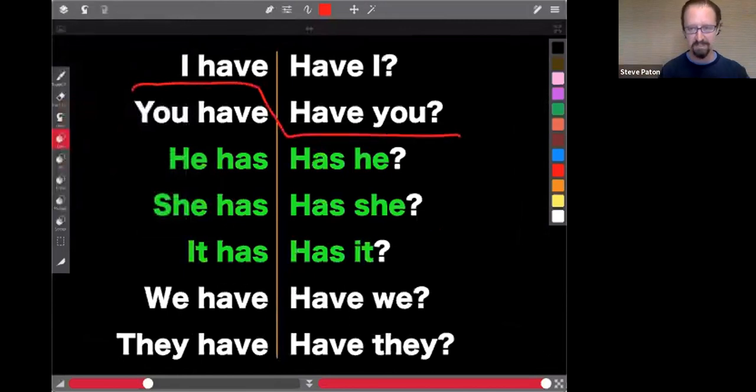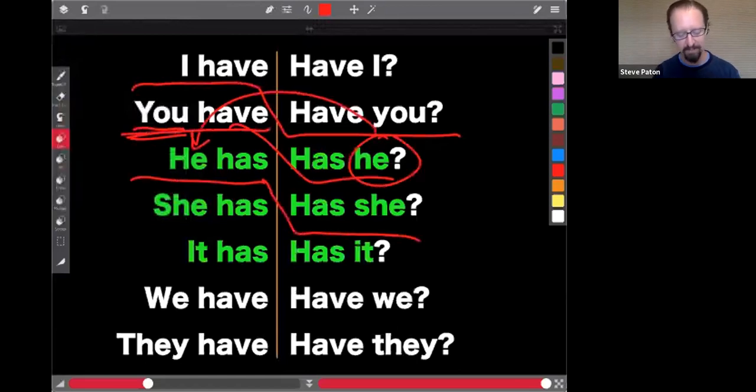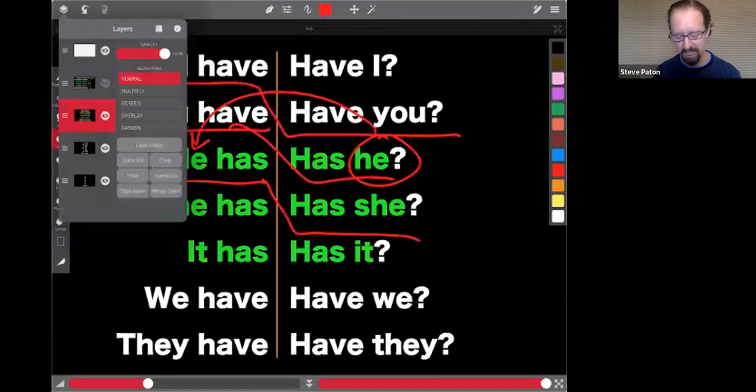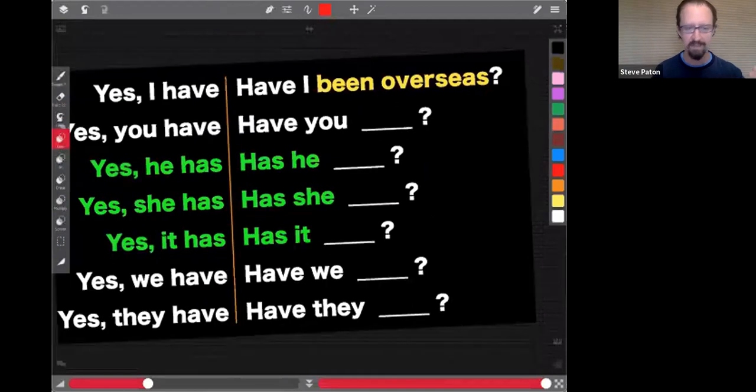Have you? And as students are doing this, I often do it with groups of three. So I'll prompt them, I'll say, here, you're going to you, and has he, and then you've got a he, so you're going back to he, and I can prompt them along as we go. A bit of preparation, but it saves a bunch of time in the lesson and getting into sentences.